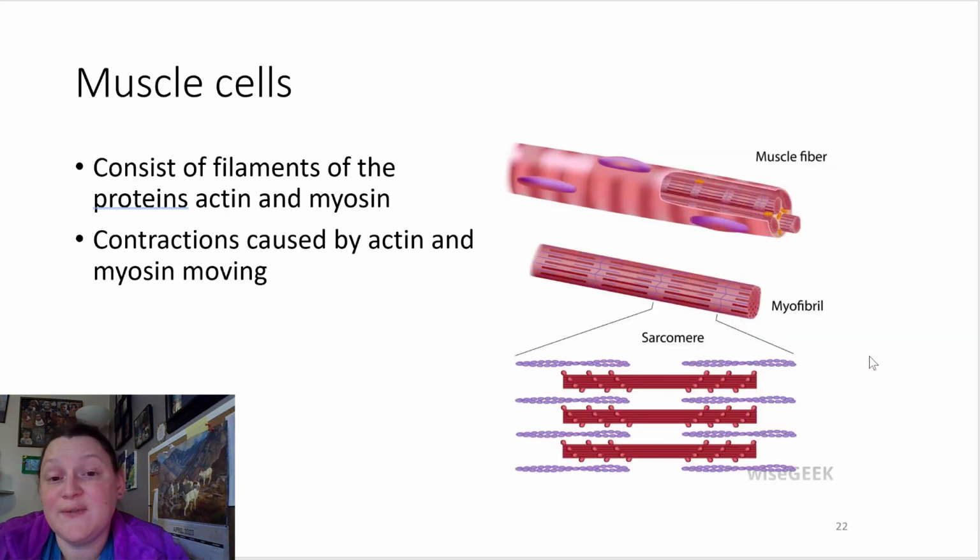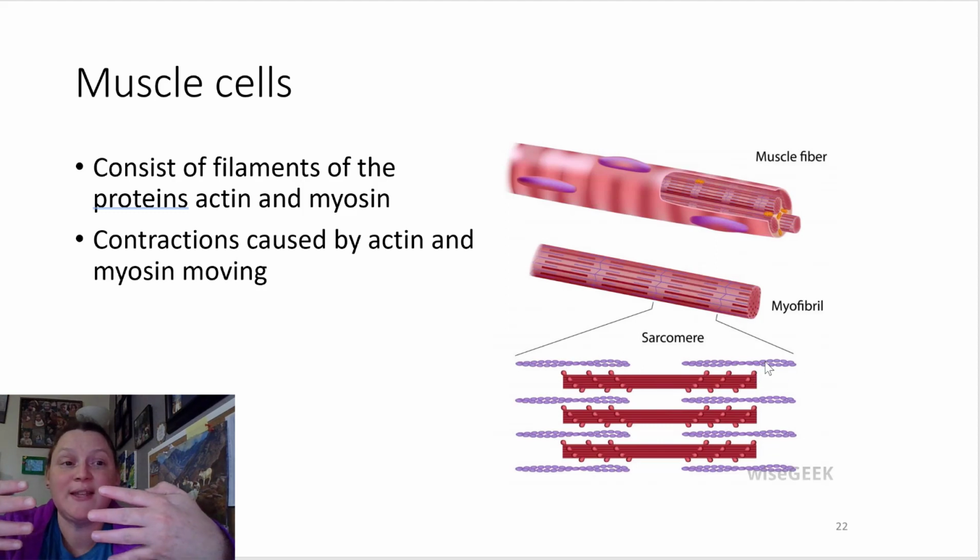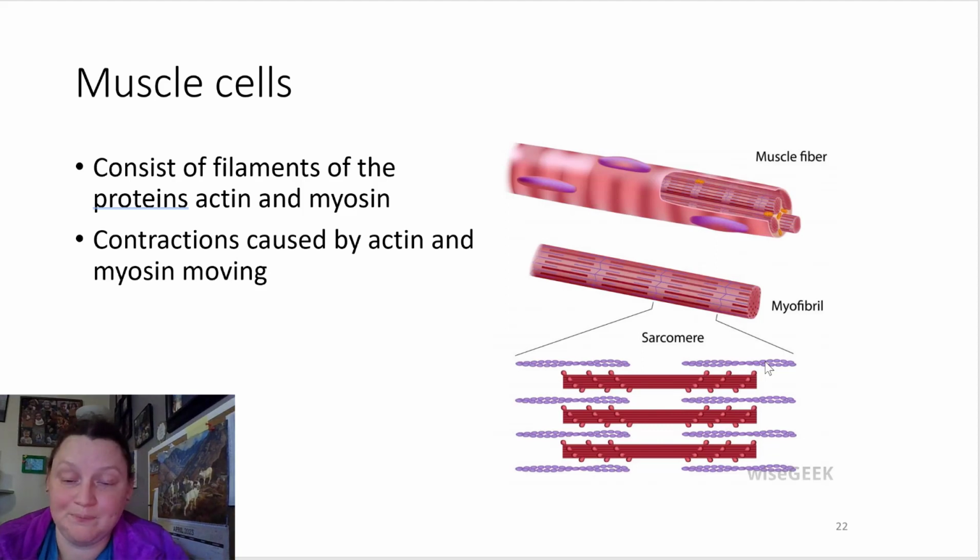Muscle cells consist of filaments of protein like actin and myosin. The actin and myosin will slide back and forth, causing the muscle contractions. Actin and myosin are organized into units called sarcomeres, with a thick fiber in the center and these thin actin fibers along the sides. The actin will walk along the myosin, causing the overall sarcomere to shorten, and when the muscle relaxes, they walk back, and that sarcomere will lengthen.